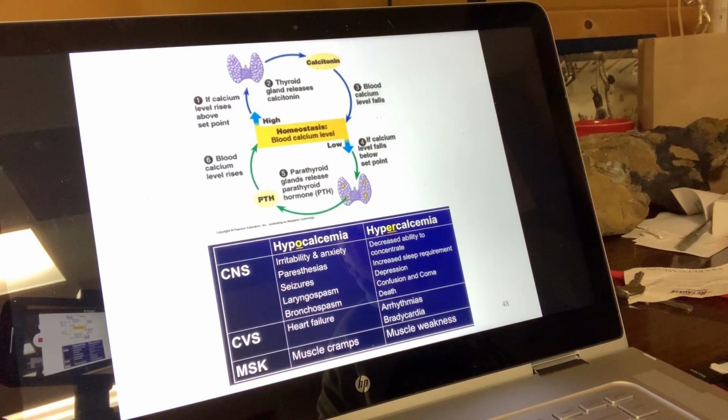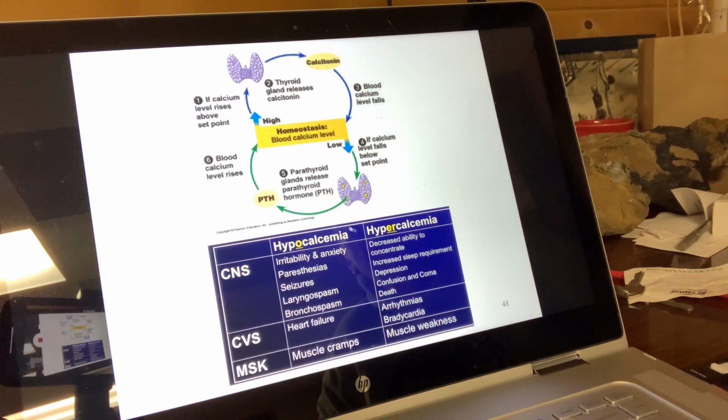Why is it important to keep your blood calcium level stable? Because if your blood calcium level gets out of range, gets abnormally high or abnormally low, it can cause severe problems in the body. Hypocalcemia is abnormally low calcium, and you can see the problems you can have, including some life-threatening problems like seizures, like heart failure, if your calcium level gets low. If your calcium level gets too high, hypercalcemia, that also can cause severe problems. Heart arrhythmias, it can cause severe low heart rates, muscle weaknesses, confusion, coma, and death.